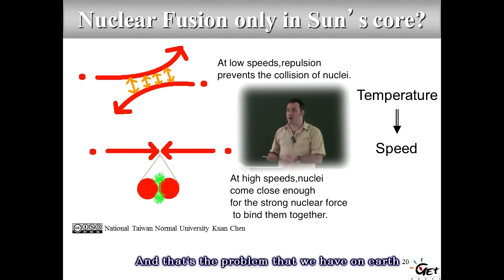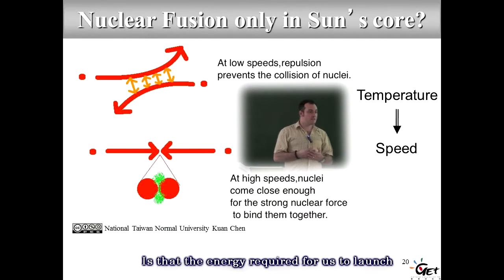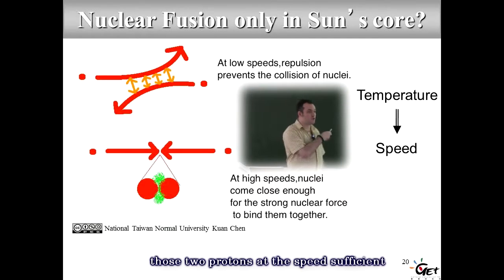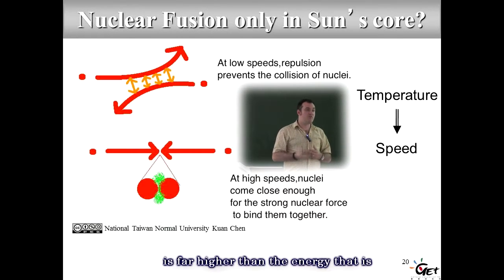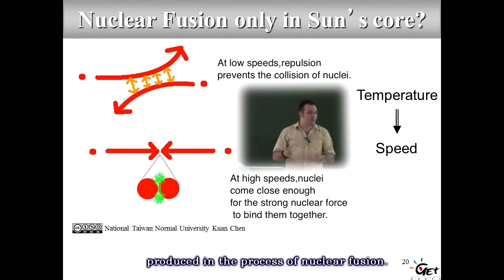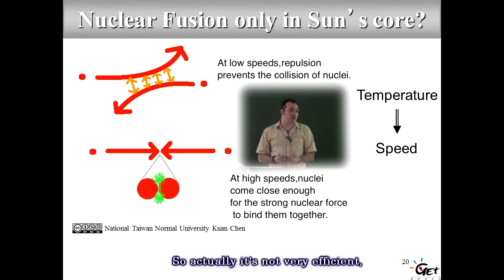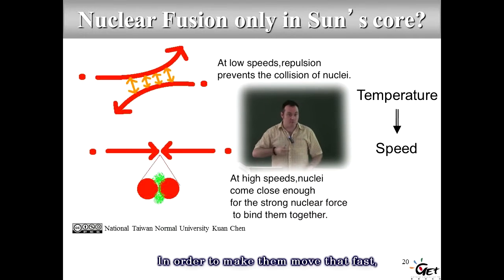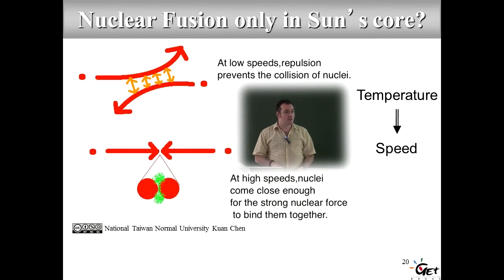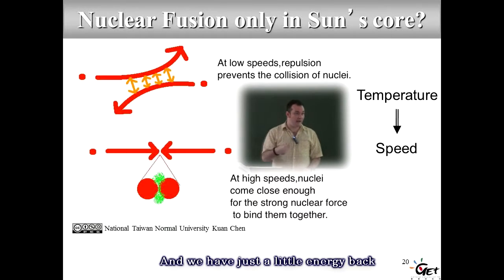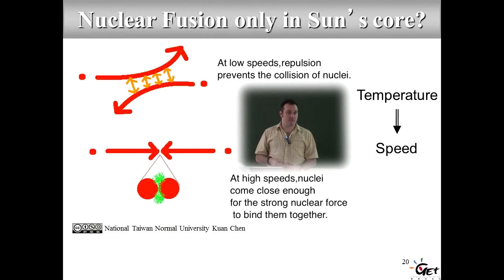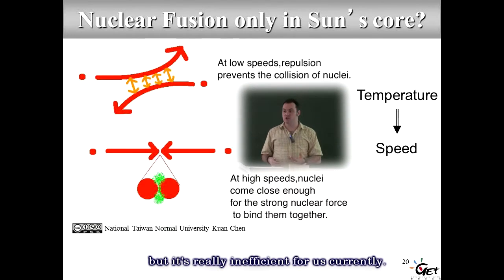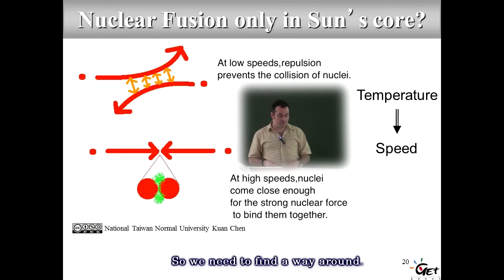And that's the problem that we have on Earth for fusion: the energy required for us to launch those two protons at a speed sufficient for them to merge together is far higher than the energy that is produced in the process of nuclear fusion. So it's not at all efficient. In order to make them move that fast, we need to inject a lot of energy, and we get just little energy back compared to the energy we have invested. Some people have done fusion, it happened, but it's really inefficient for us currently. So we need to find a way around.